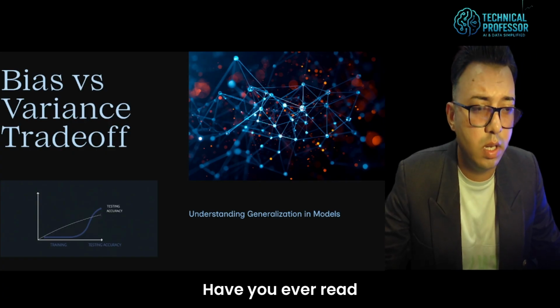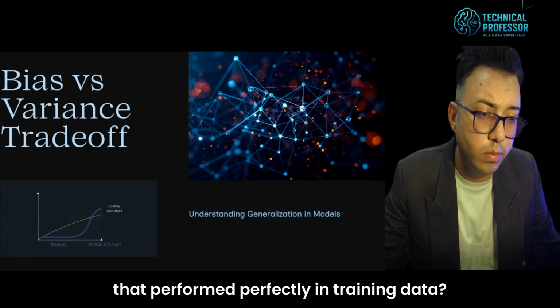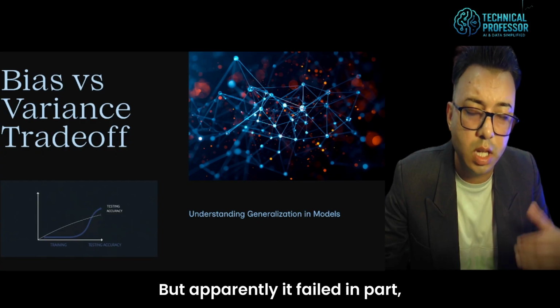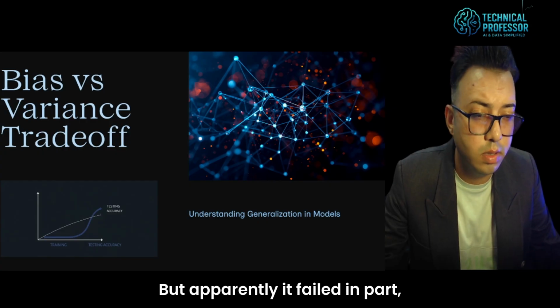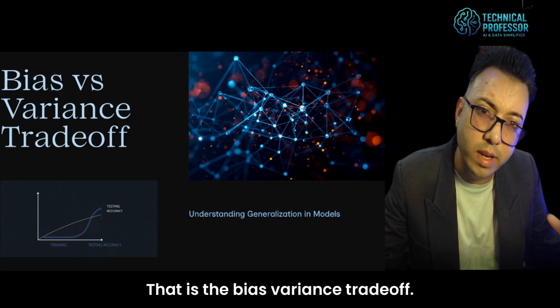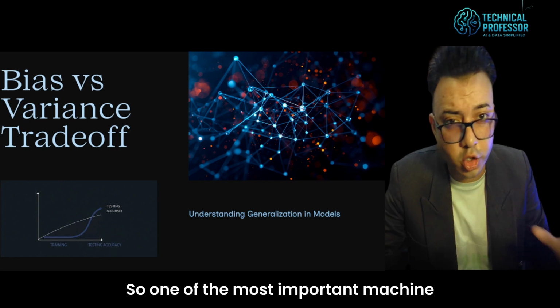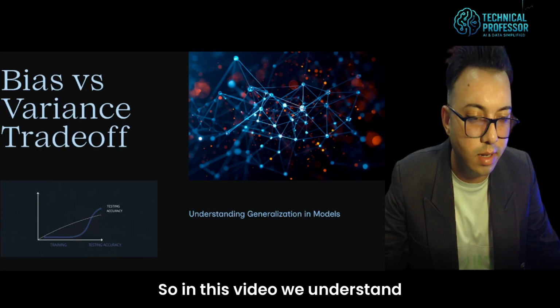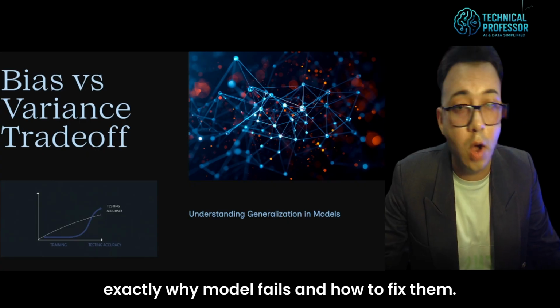Have you ever trained a machine learning model that performs perfectly on training data, but completely fails in the real world? That's not bad luck. That is the bias-variance trade-off, one of the most important concepts in machine learning. In this video, we understand exactly why models fail and how to fix them.